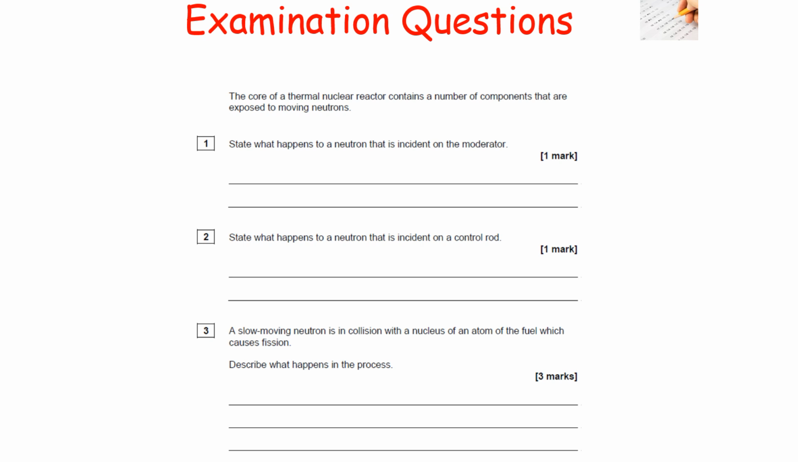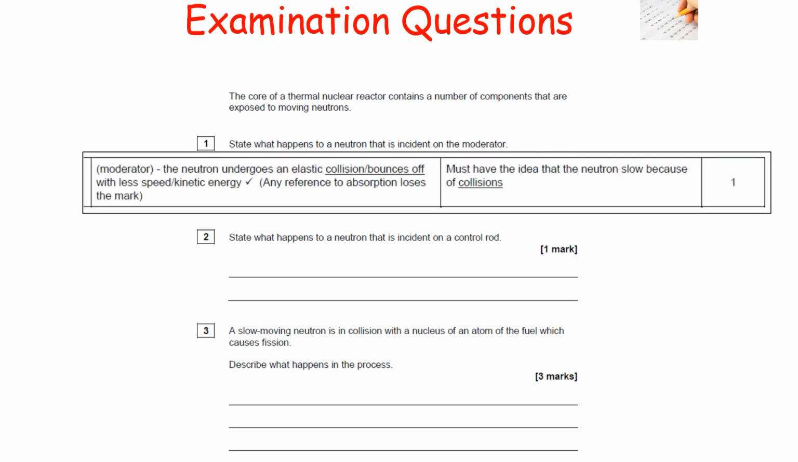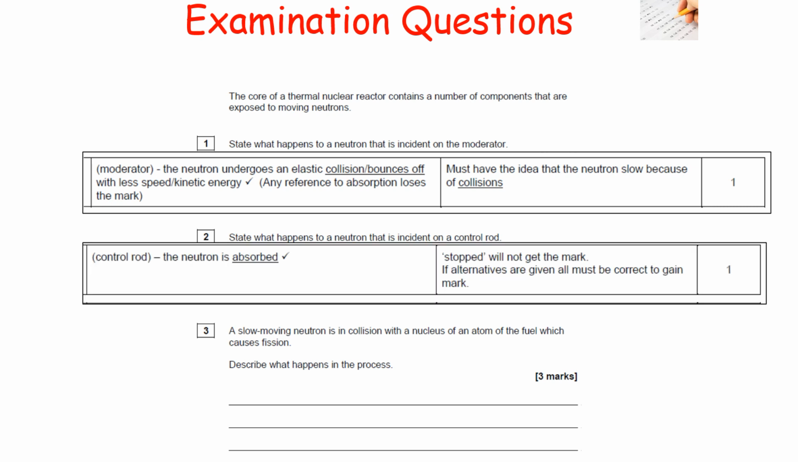Right, so what happens when a neutron is hit by a moderator? It's important to know what the role of a moderator is. The moderator is there to slow the neutron down so it can be absorbed by other fissile nuclei. So what happens is the neutron will undergo an elastic collision and bounce off the moderator with less kinetic energy. That's a very important idea, that the moderator slows down the neutrons via collisions. Now you've got to understand that a control rod works because it will absorb a number of the neutrons to stop them from encountering any more fissile nuclei. So what happens with the control rod is that the neutron is absorbed.